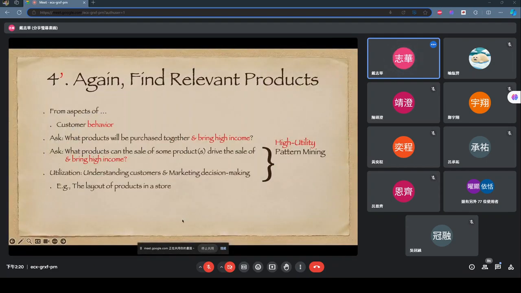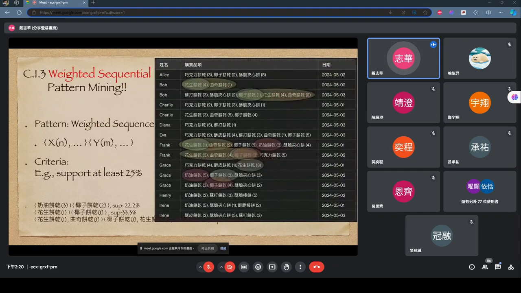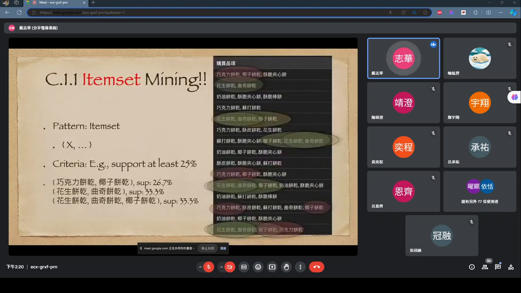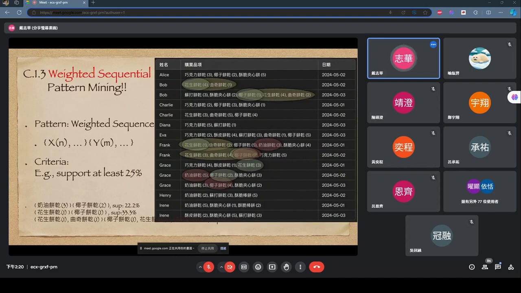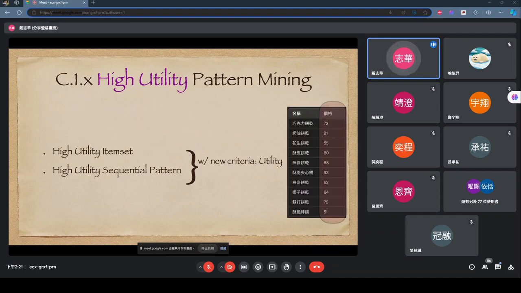Okay, and here high utility pattern means that in addition to the very basic form like item set, sequence, we could give different weight to the item, and this would help the store owner, the companies, to focus on those products that would provide them higher revenue, the higher profit product.